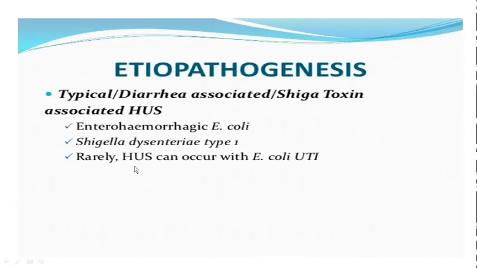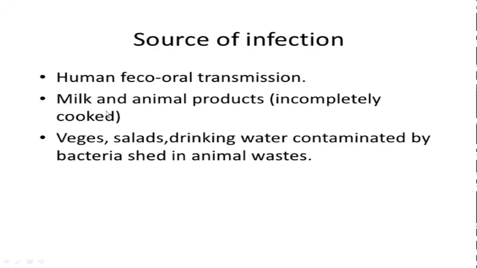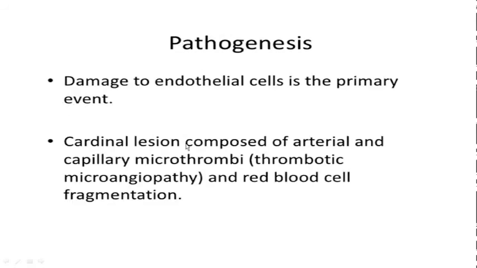So typical HUS is basically Shiga toxin associated, which is due to enterohemorrhagic E. coli or Shigella dysenteriae type 1. The source of infection is human fecal-oral transmission, milk and animal products which are incompletely cooked, salads, or drinking water. And in this case you will have damage to the endothelial cells.